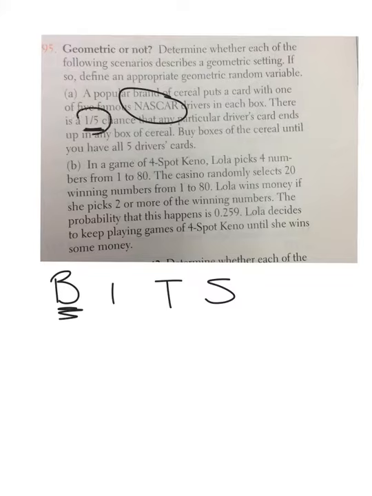Sounds like they put the same amount of each driver's cards in the boxes, so you don't have a better chance for one driver or the other. Now, we're going to assume that each of the boxes are independent. They have nothing to do with each other, whether you win or not. The success rate is the same.